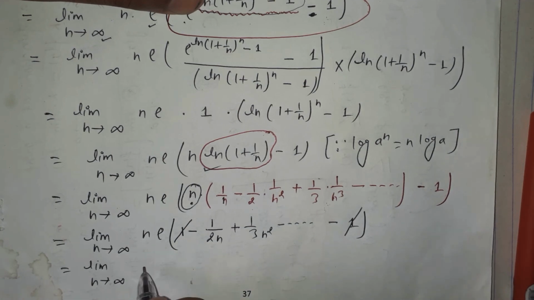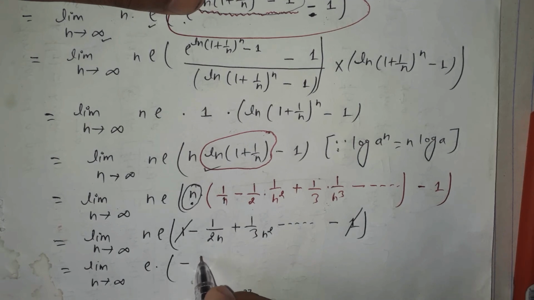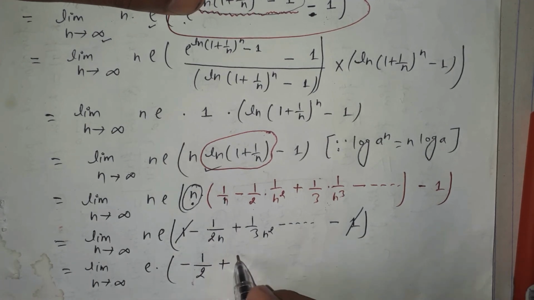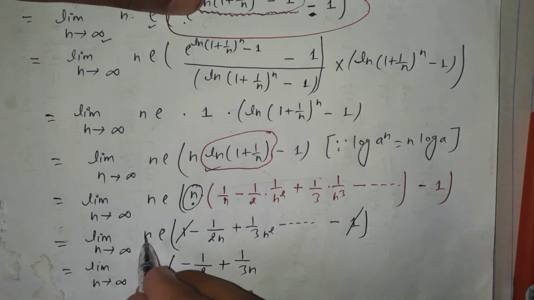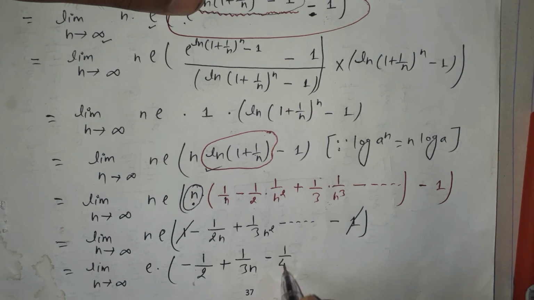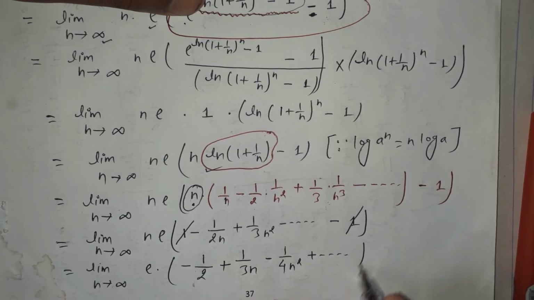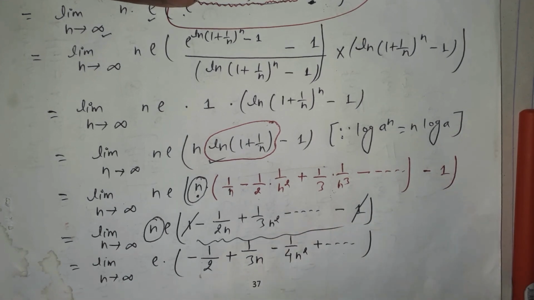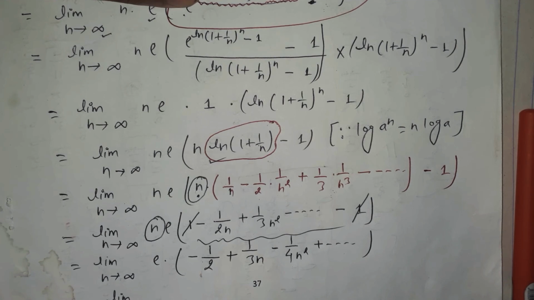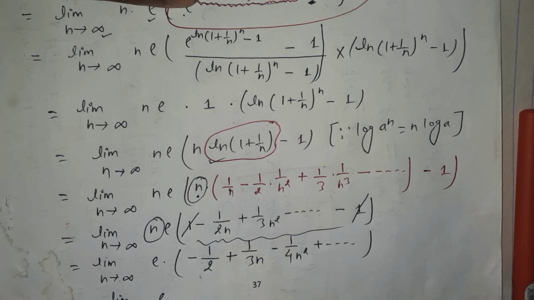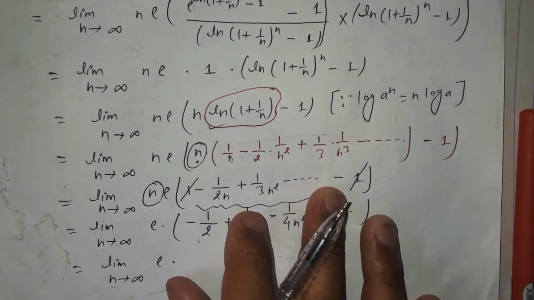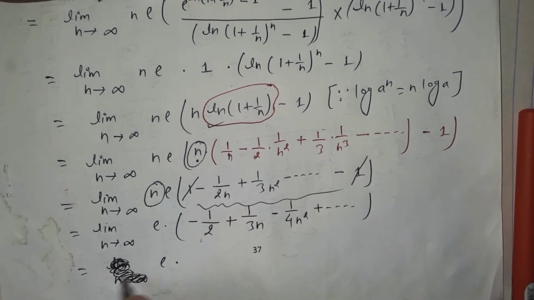The limit as n approaches infinity, and here is the extra n, let's multiply by this n also, e times, if we multiply this n by 1 over 2 plus, multiplying this n to each term of this infinite series, now 1 over 3n minus 1 over 4n square plus and so on to infinity. Here the number e is a constant, so we can take it as a coefficient. It is not necessary to give the limit to the constant.